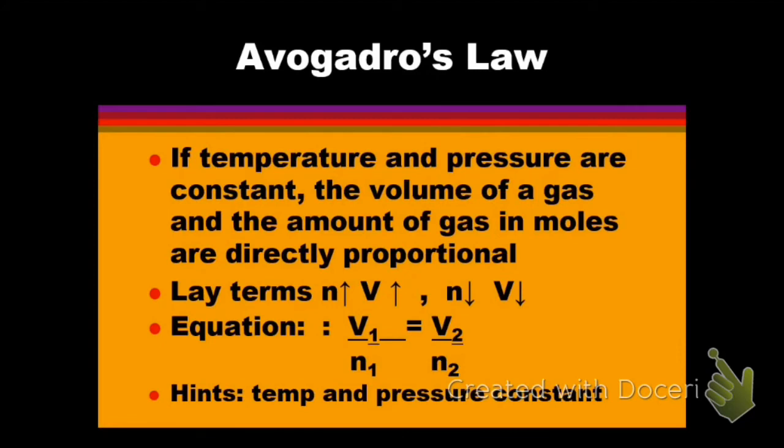In lay terms, that means if I put more gas in, the volume increases, and the opposite, if volume goes down, the amount of moles must have gone down. So our equation is V1 over N1 equals V2 over N2, where V is volume and N is the amount of gas in terms of moles. Our hint that we would want to use this law would be that in the problem they tell us temperature and pressure are constant.